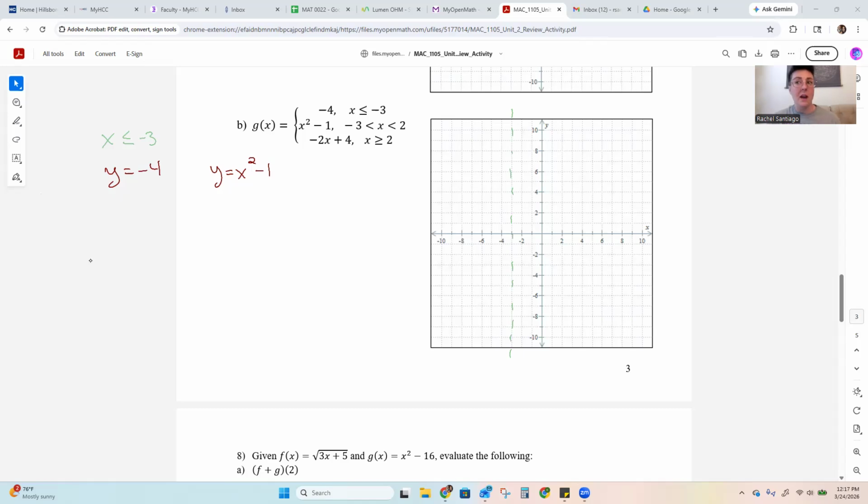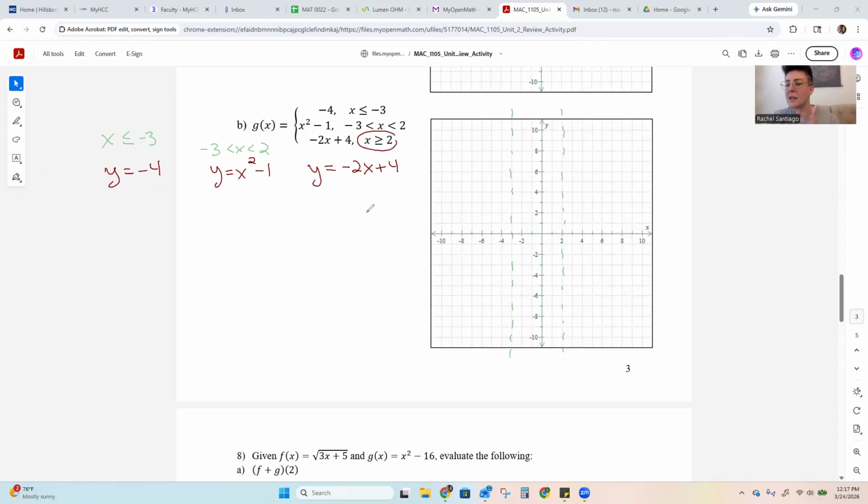This particular graph only exists between -3 and 2. So again, we have another boundary, and that is +2. So I'm going to go ahead and draw my dotted line here. So no big deal. It doesn't have to be super, super nice. My final graph is the equation y is equal to -2x plus 4. And we see that that only exists when x is greater than or equal to 2.